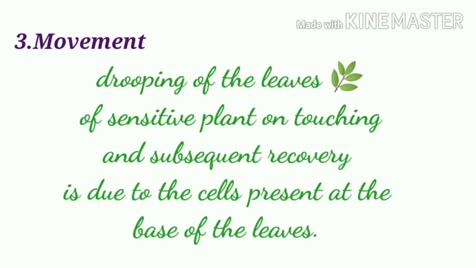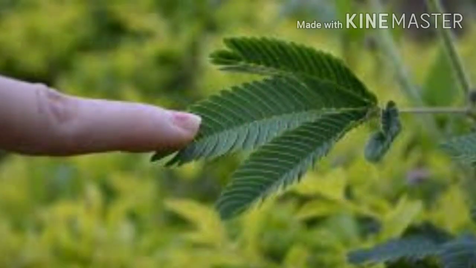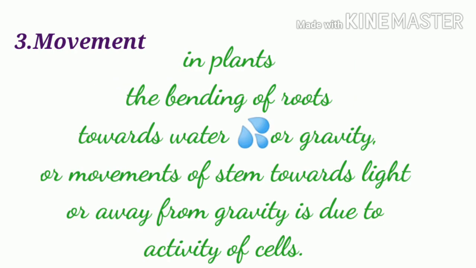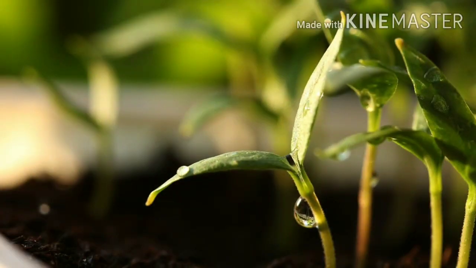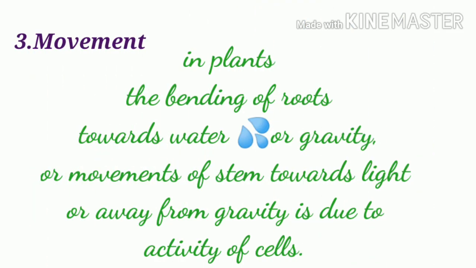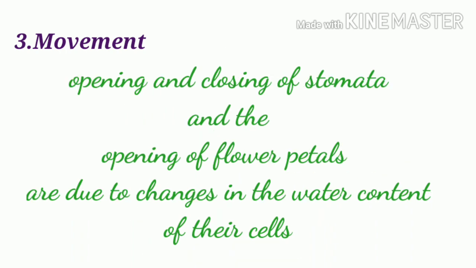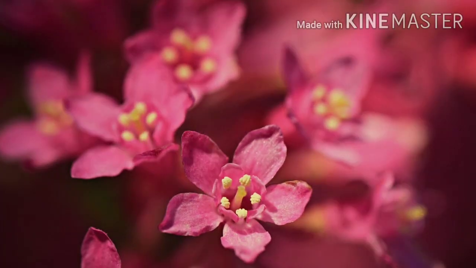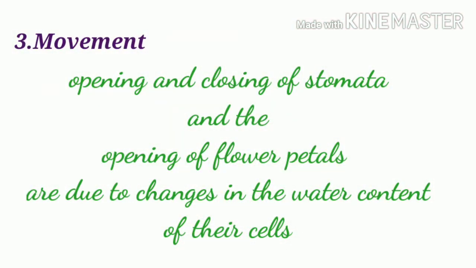The drooping of leaves of the sensitive plant on touching and their subsequent recovery to stand out is due to the activity of the cells at the base of the leaves. In plants, the bending movement of roots towards water or gravity, or movements of stem towards light or away from gravity are due to the activities of the cell, that is, unequal growth in the cells. Closing of stomata of leaves at night and the opening of petals in a flower are all due to changes in the water content of their cells.